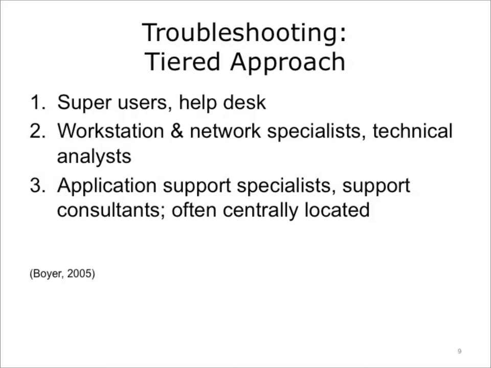The first tier, consisting of super users and/or help desk staff. The second tier is staffed with workstation and networking specialists, and technical analysts are deployed to troubleshoot issues not resolved by the first tier's efforts. The third tier is usually made up of application support specialists and support consultants. They are usually centrally located, which facilitates the face-to-face communication often needed to root out complex performance issues. Now, let's talk about the different tiers in more detail.